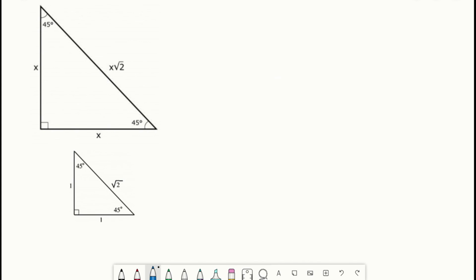So remember that we said that the relationship between the legs of a 45, 45, 90 and the hypotenuse is that whatever the length of the leg is, the hypotenuse will be square root of 2 times that length.